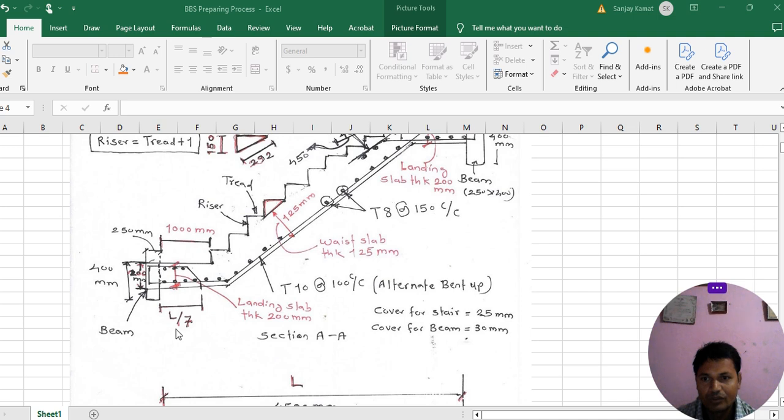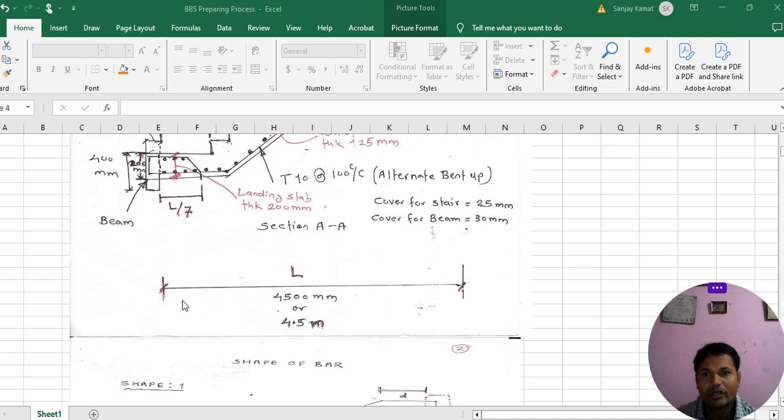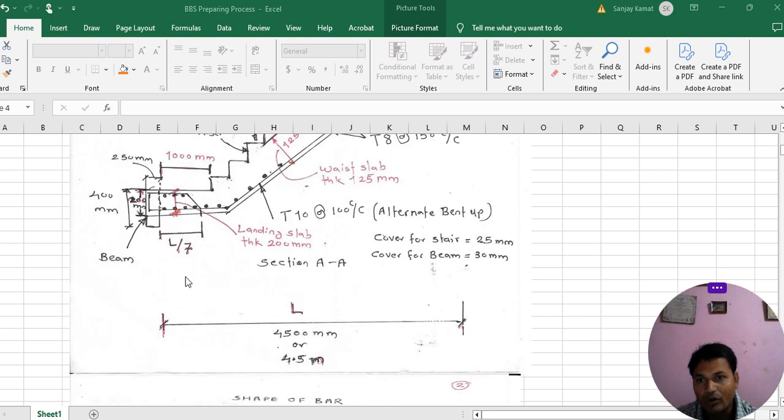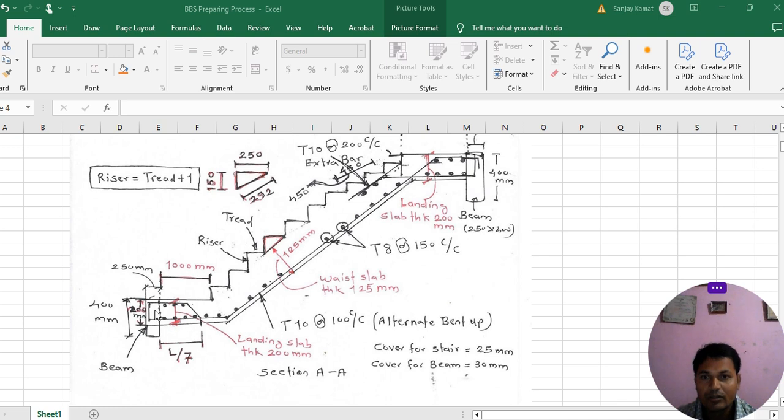Okay, so this is the section, and here you can see this is the beam. The starting of the beam is from where we start landing one. As you can see, and alternately, see here also bent up. See, cover for stair is how much? 25 mm, and the cover for beam is how much? 30 mm.